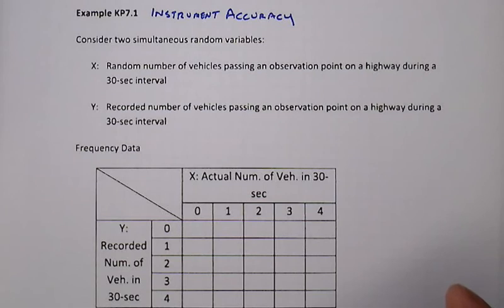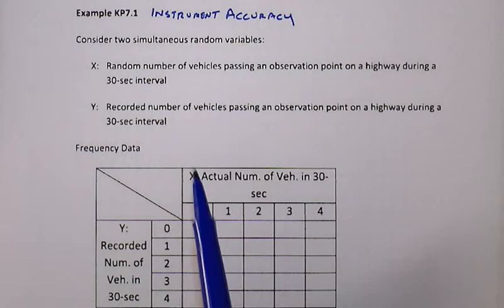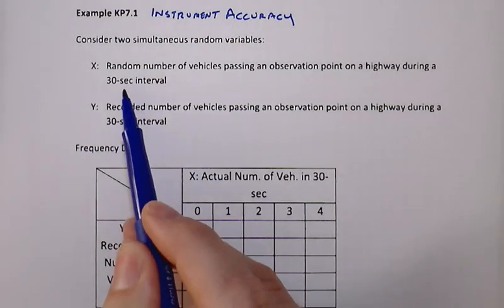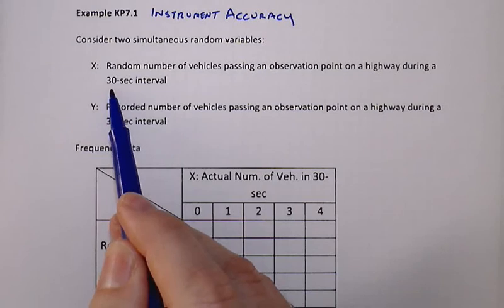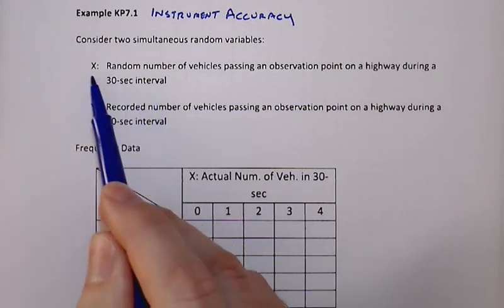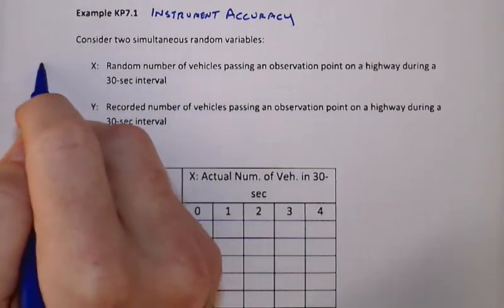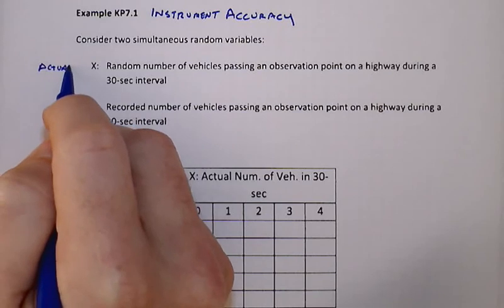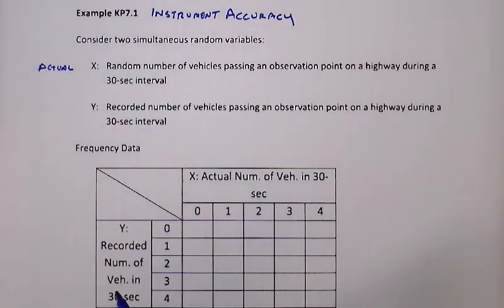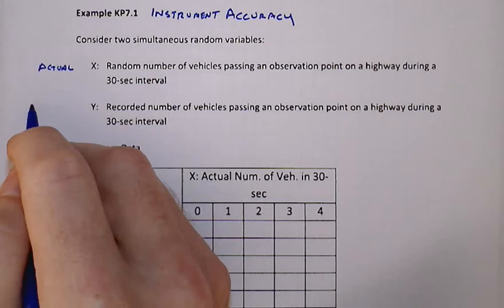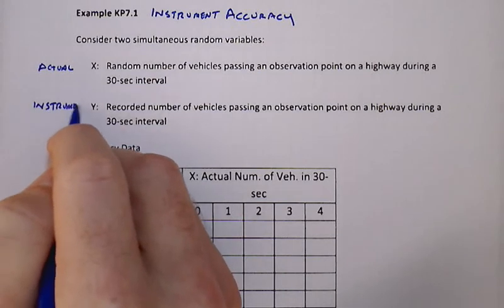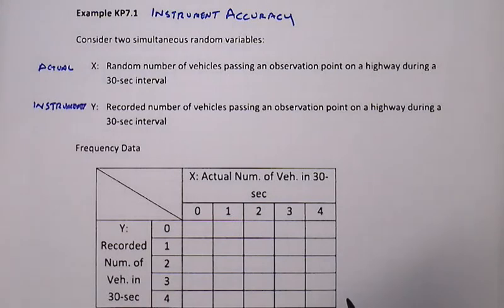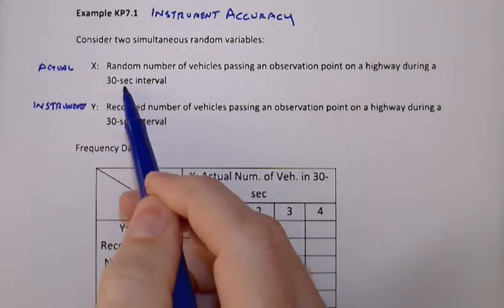Note that what we're doing here in this specific example is we're taking a look at an observation point on a highway and the number of vehicles that are passing in a 30-second interval. The actual number here is a random variable X. The instrument data is Y, recorded during the exact same 30-second interval.